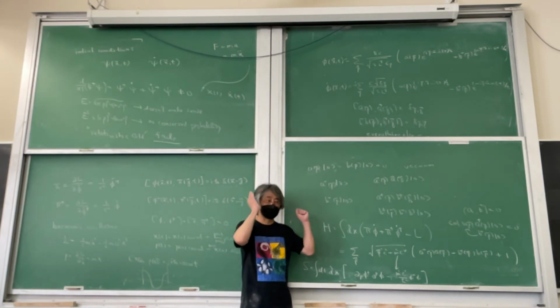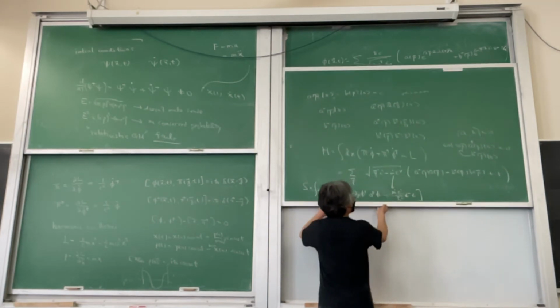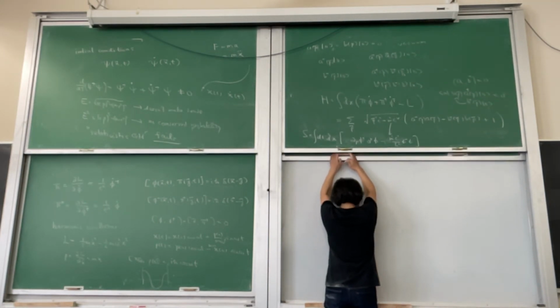Okay, now comes the question. So what's going on here? Why are there two different particles with the same mass?